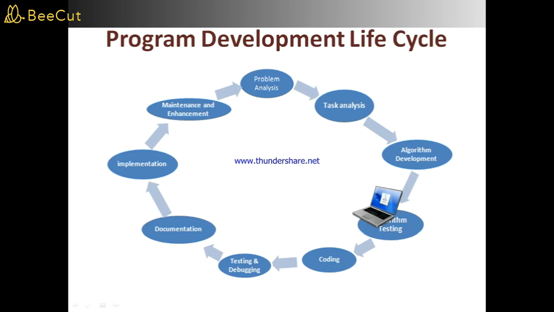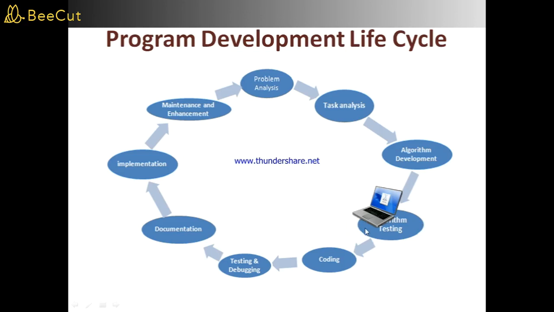Okay, before converting into actual programming, that step called coding has to be done after testing the algorithm. Coding in the sense we are instructing the computer how to solve a problem. So before converting the developed algorithm into coding, we should check the accuracy of the algorithm. That's why we have this step, algorithm testing.